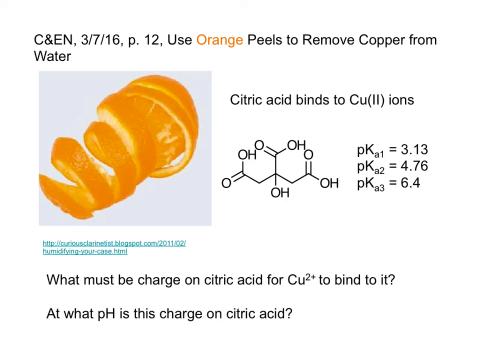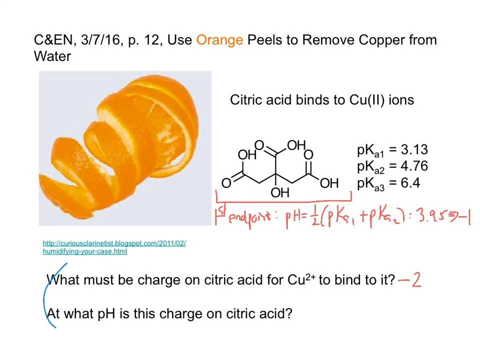Now I know you remember your acid-base equilibrium principles, so stop the video and answer these 2 questions. The answer to question 1 is -2. For the second question, remember that this structure of citric acid is the fully protonated form at low pH. Raise the pH and the most acidic proton is lost first. At the first endpoint, the charge is going to be -1. Continue raising the pH and the second proton is lost. At the second endpoint, the charge will be -2.